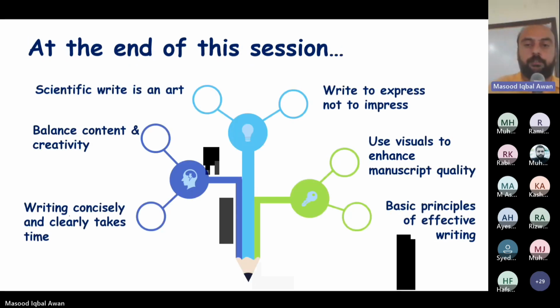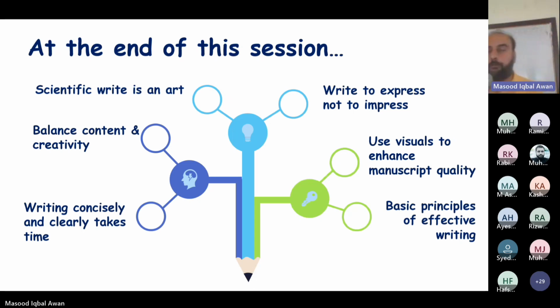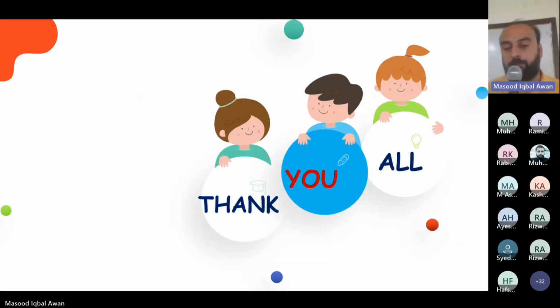So this is all about my presentation. I hope I am able to convey the message that scientific writing is an art. In scientific writing, we write to express, not to impress. We need to balance between content and creativity. We can use visuals. That is one of the main objectives of today's workshop, to learn how to make figures, graphs, etc. using modern software. And students must understand that writing concisely and clearly takes time. I have shared 10 basic principles of effective writing, and I thank you all for your patience. Thank you very much.